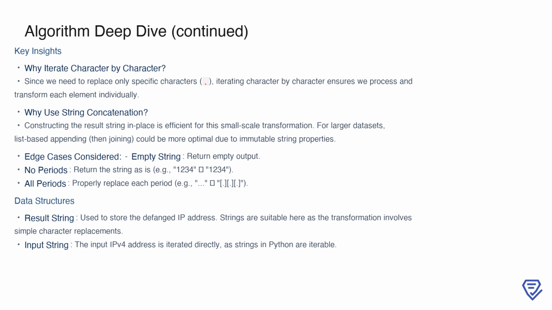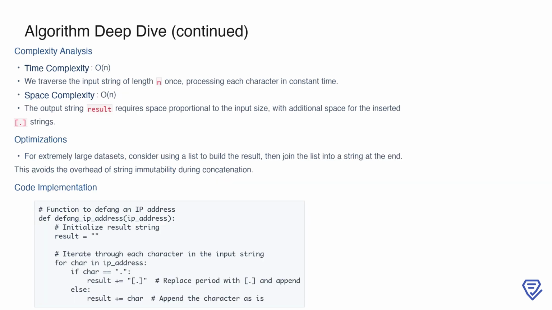These considerations help ensure the algorithm handles a wide range of input scenarios effectively. Analyzing the algorithm's complexity, we find that the time complexity is O(n), where n is the length of the input string. This is because we traverse the string exactly once, processing each character in constant time. The space complexity is also O(n), as we construct the output string, which requires space proportional to the size of the input. Additionally, the replacements add extra characters, but this is still proportional to n.